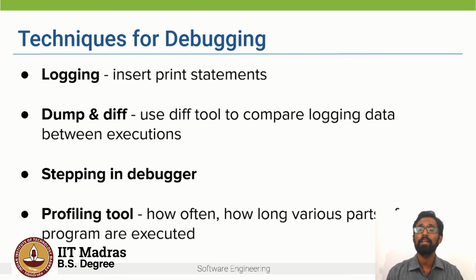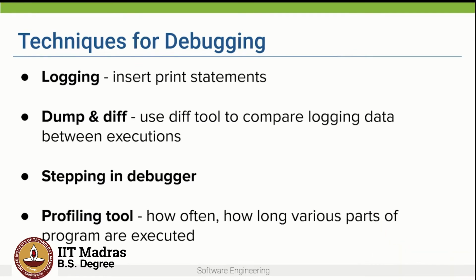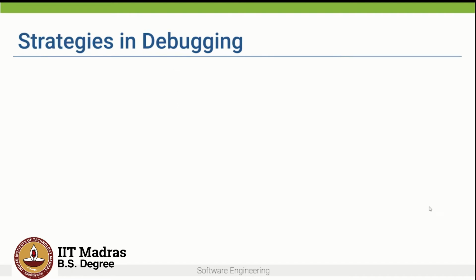And another technique is to use a tool which is known as a profiling tool. Profiling tools give us statistics about how often or how long various parts of a program are executed. So developers use such profiling tools also in their debugging process. So these are different techniques which we can use for debugging. And now we will look at what strategies we can use while debugging a program.